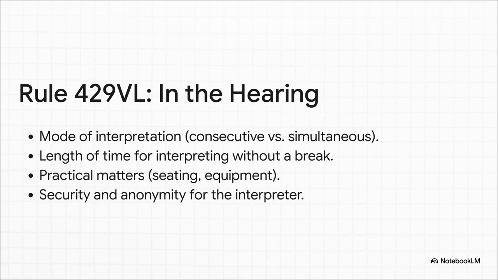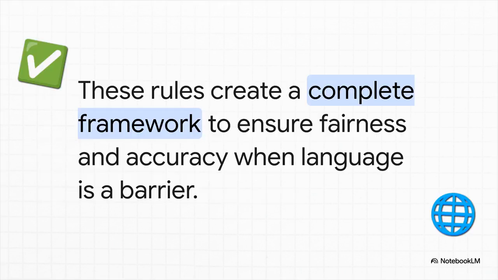And that power from Rule 429VL carries right on into the hearing itself. The judge can decide how the interpreting happens, like should it be consecutive or simultaneous. They can order breaks so the interpreter stays sharp. They can even direct practical stuff like where everyone sits or how to handle security for the interpreter in a risky case.